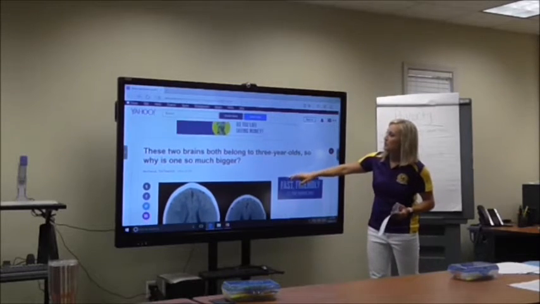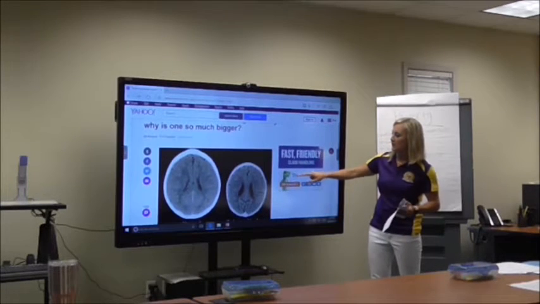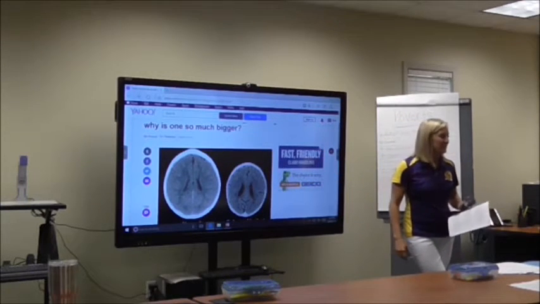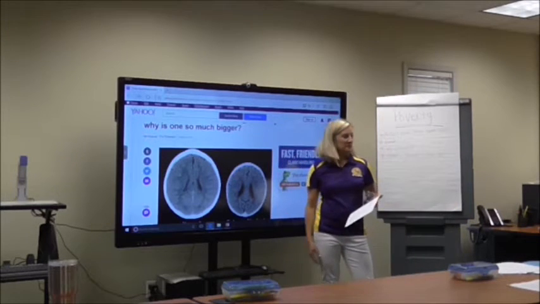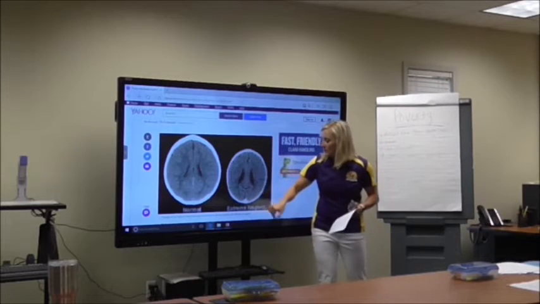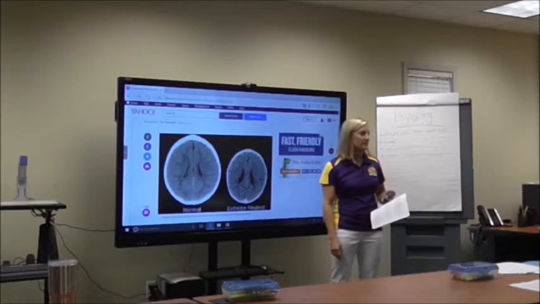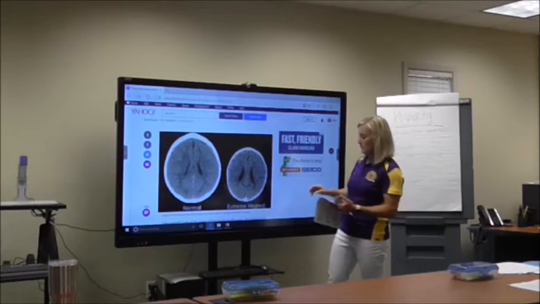So real quick, let's look at this one. These are two brains that both belong to 3-year-olds. Why do you think that one is so much bigger? I already showed you the answer, but. So they're both 3-year-olds. Yeah, the exposure. So this is a normal 3-year-old, and this is extreme neglect. It's a big difference.